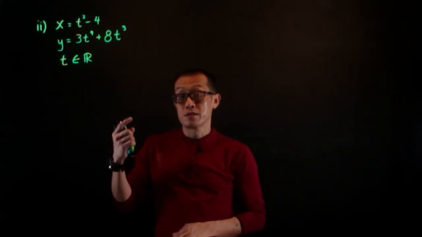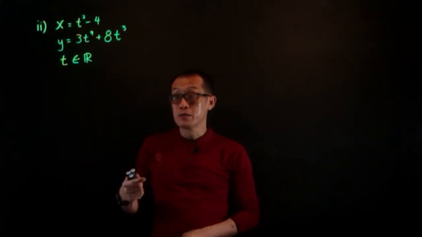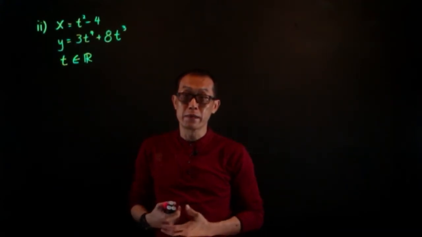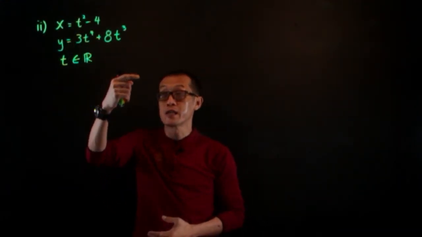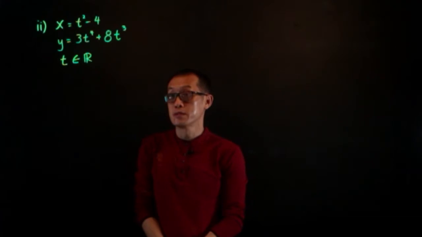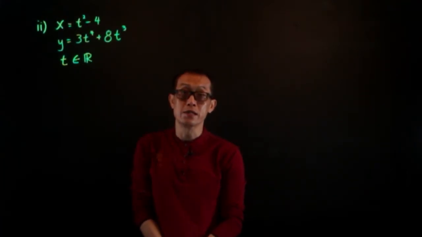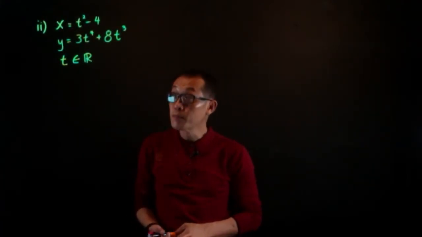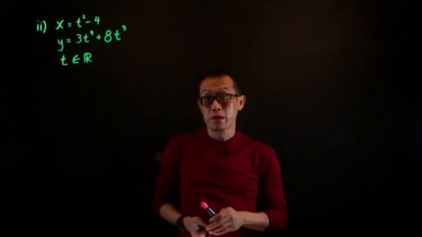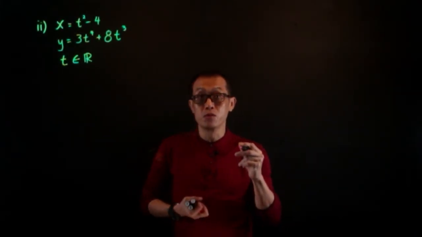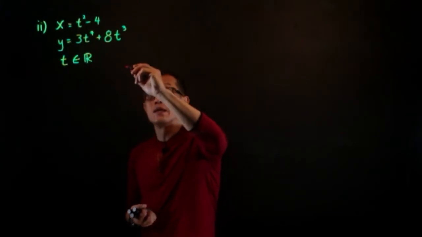Now, providing the sketch is very simple. You set your GC to parametric mode and then just key in the given equation. Make sure your window setting is huge. So how will the graph look if you key it into the calculator?